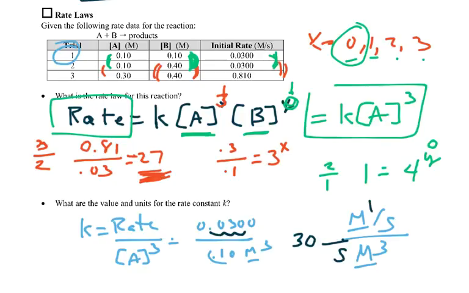And here I have molarity to the first power over molarity to the third power. So I'm going to end up with molarity to the second power on the bottom. So my units then are 1 over molarity squared seconds. So here's my answer, 30, 1 over molarity squared seconds. Now you may also see this sometimes as 30 molarity to the -2 seconds to the -1. But that's how we do this kind of problem.